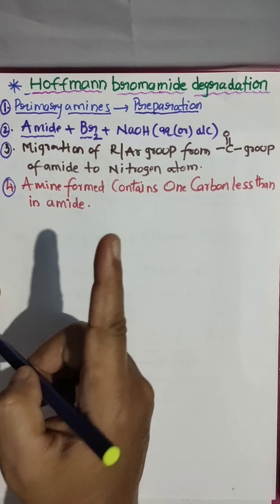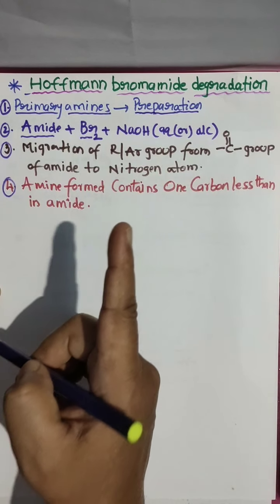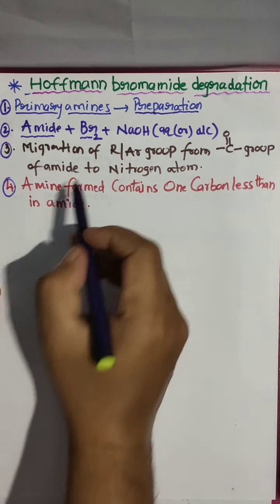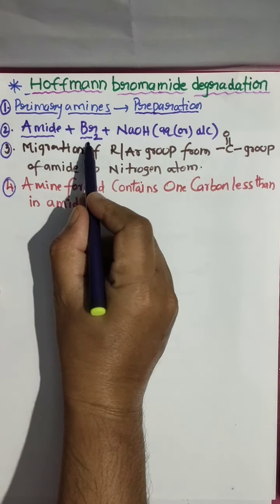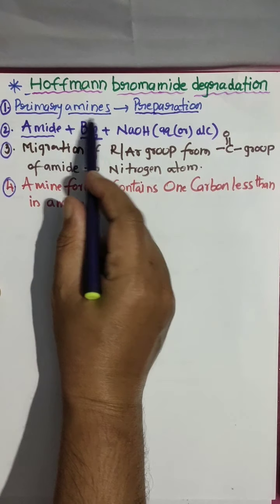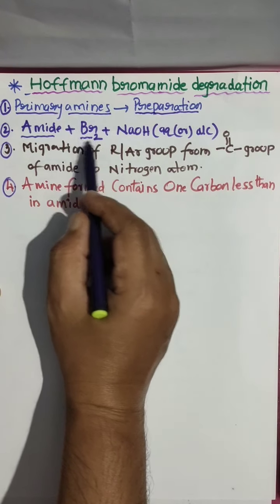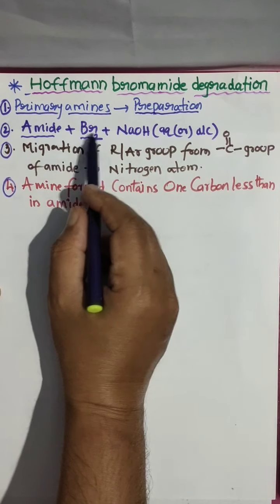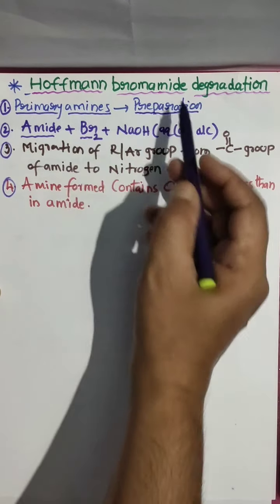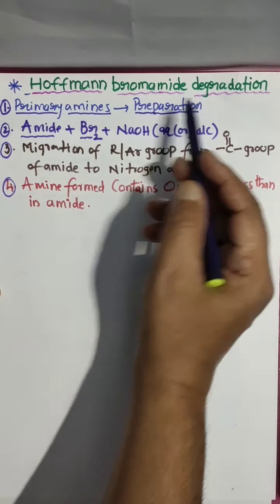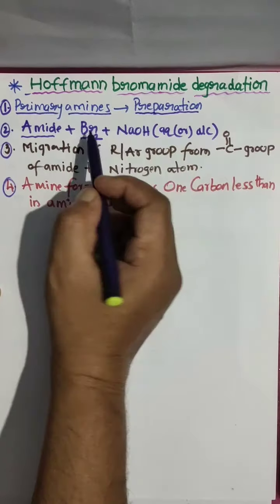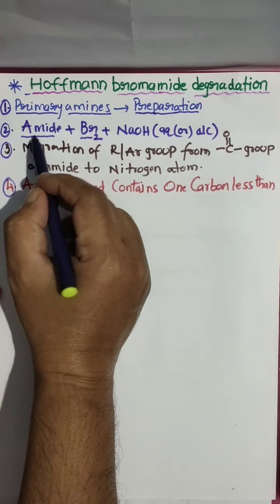Remember, 1 mole, that is 1 unit of bromine only we have to use. That is also important. In this reaction, every point is very important. In Hoffman bromamide degradation reaction, how many moles of bromine are going to be used? Only bromine. Chlorine, fluorine, iodine we should not use. Why? Because bromamide reaction means bromine amide.